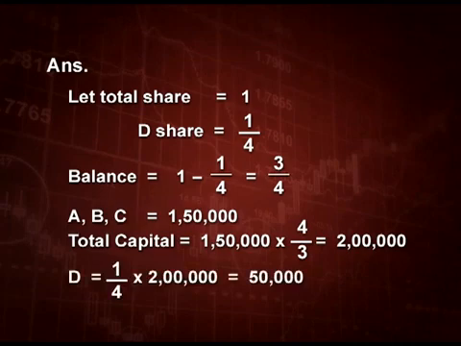So, D will bring how much? 1/4 of 2 lakh, that is 50,000 rupees. This is the answer. I hope you are able to understand. Let us recapitulate fast. Whatever capital of A, B, C is given, total it, multiply by the reciprocal, get the total capital of the firm, and then with this total capital calculate D's share, you get the answer.